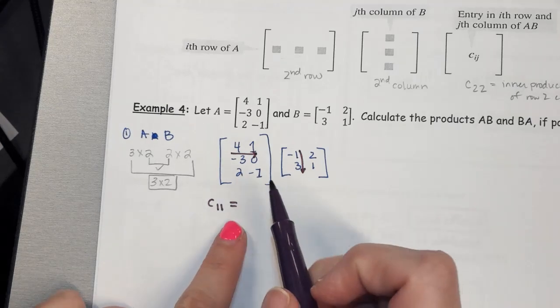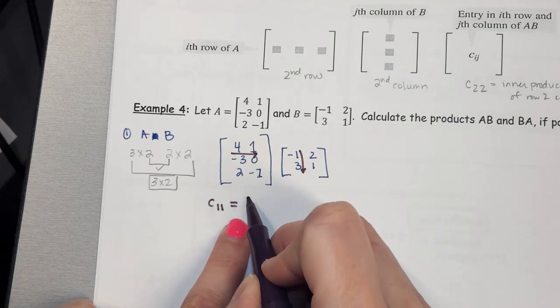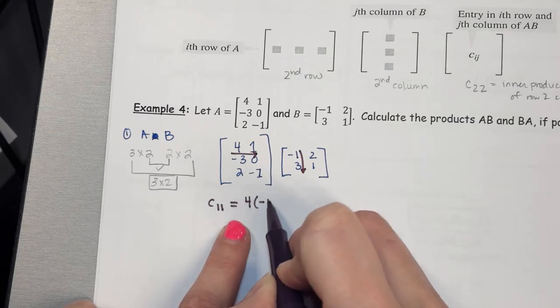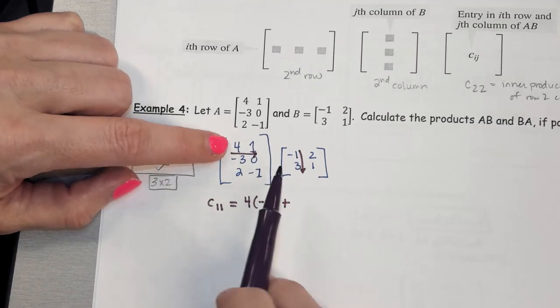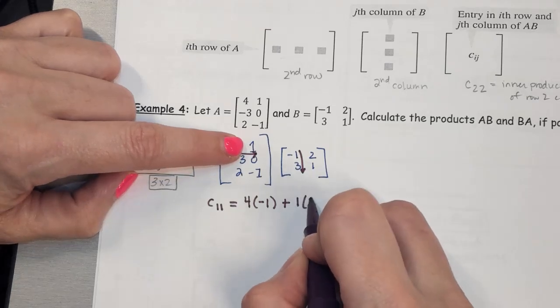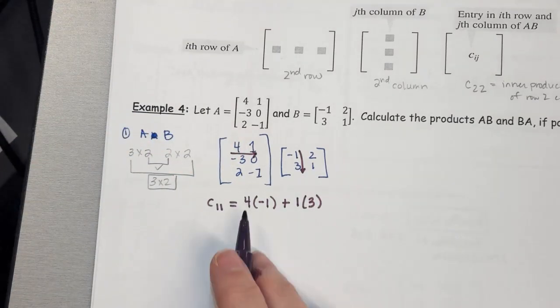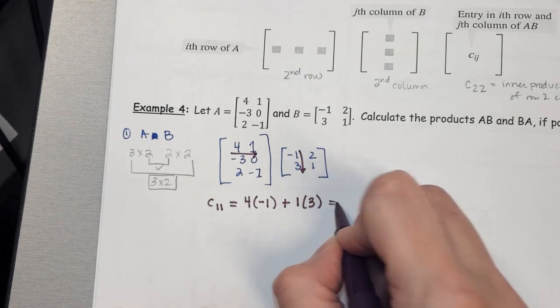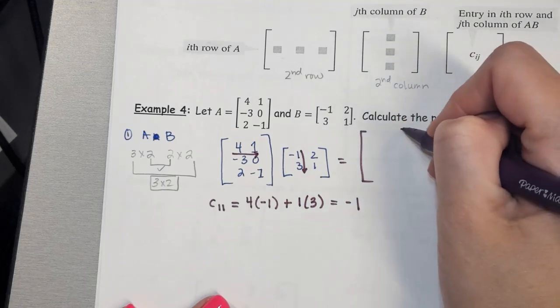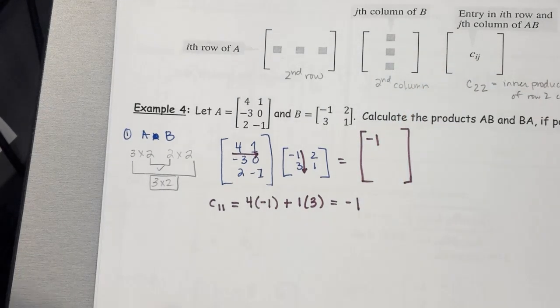Can you guys tell me what I'm going to multiply first based on what we just did? 4 times -1 plus. So we do the first times the first, and then the second times the second. So plus 1 times 3. Okay, so -4 plus 3, -1. Okay, and then our result is a 3 by 2. So that's going to go here. It's going to go in row 1, column 1.